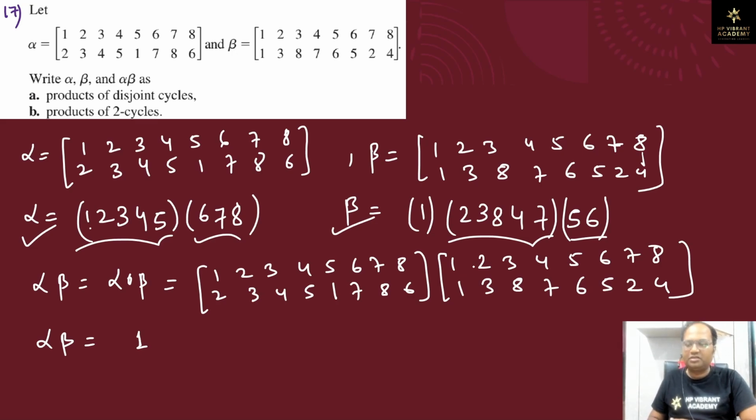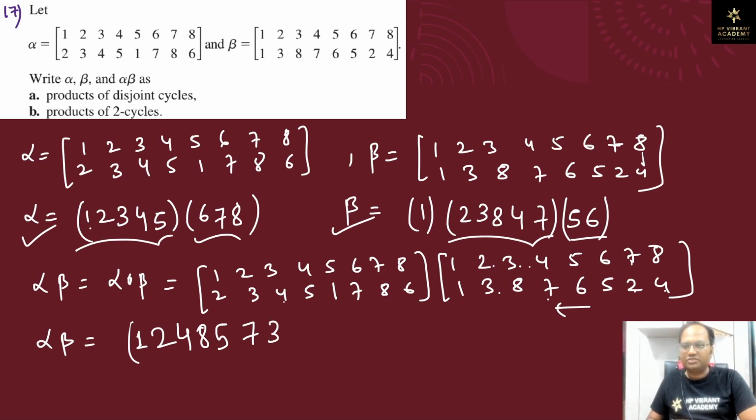Okay, so we start from this particular direction, so 1 goes to 1, and we have 1 goes to 2, so this is 2. Now we have 2 goes to 3, 3 goes to 4. Now we have 4 goes to 7, here 7 goes to 8. Now we have 8 goes to 4, and we have 4 goes to 5. Now we have 5 goes to 6, 6 goes to 7. Now we have 7 goes to 2, 2 goes to 3.